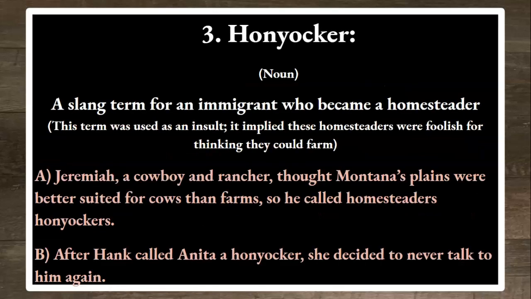Hunyaker. This was a slang term, meaning it was not a nice term. It was an insult that was typically used for immigrants who became homesteaders. So many people thought that the plains should be used for ranching and raising cattle only. And they also realized that it was really hard to create a farm on the plains in the Midwest America. And you guys watched the video on homesteading and saw that there were many problems like prairie fires and locusts and droughts and tornadoes.